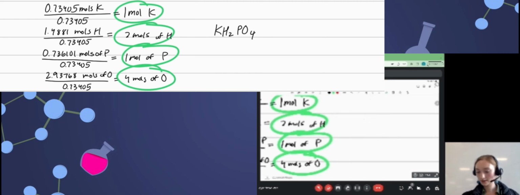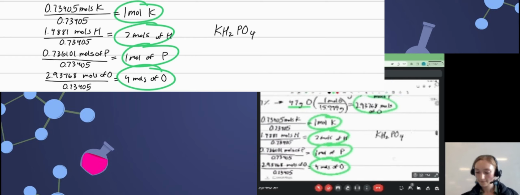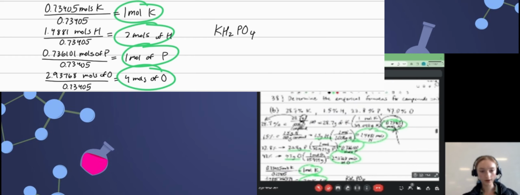And so what this compound looks like is KH2PO4. So we have 4 moles of the oxygen, 1 mole of phosphorus, 2 moles of hydrogen, and 1 mole of the potassium. And so that is what that looks like. It's a long process to get to the final ratio, but once you know where to start and where to end, it gets easier each time.